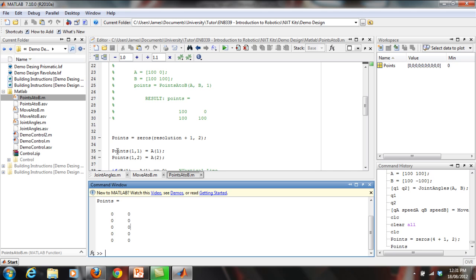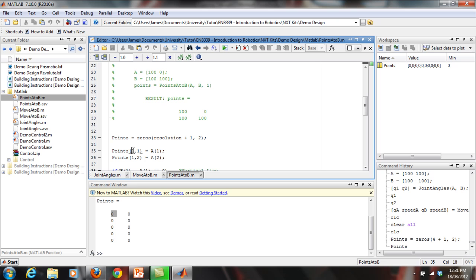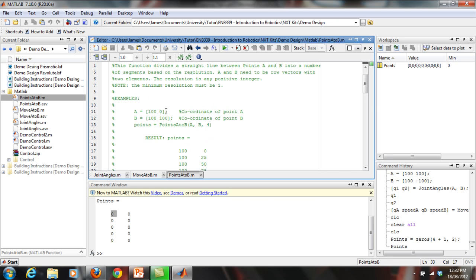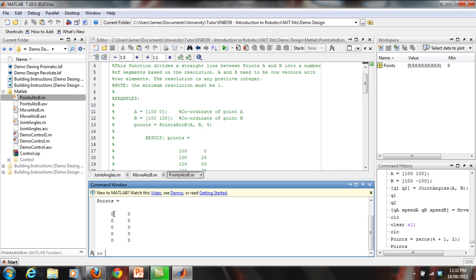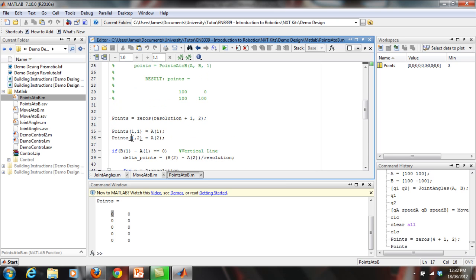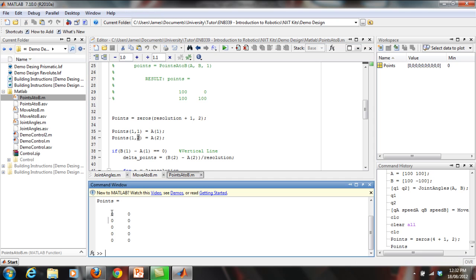Okay, first off, points 1, 1. So looking at points, this element here, first row, first column, I'm setting that to be A1. So for example, if A is equal to 100, 0, it's going to put 100 in here. Then I say points first row, second column is A2. So basically it's just saying my first row in there is going to be the same as your point A, the first set of coordinates that you put into this function.